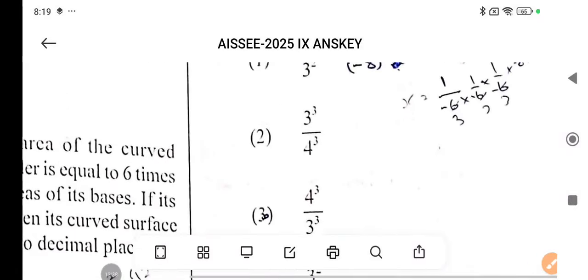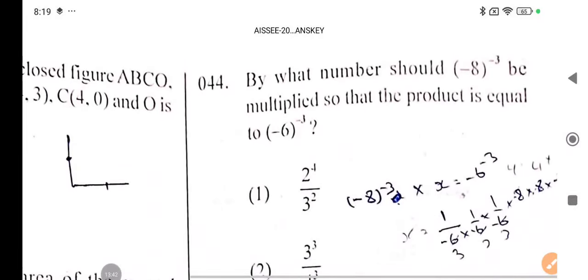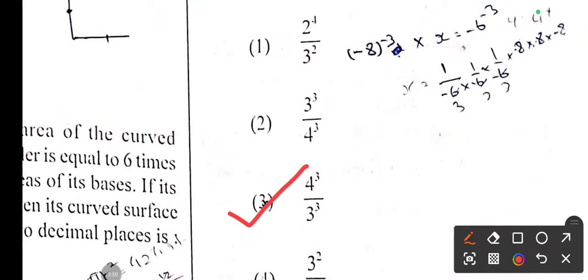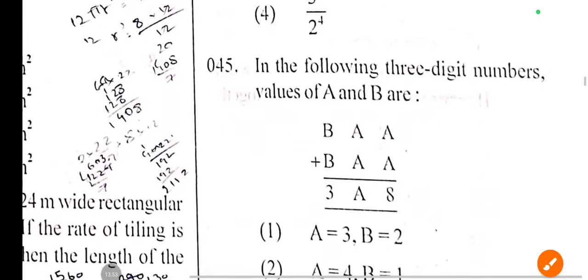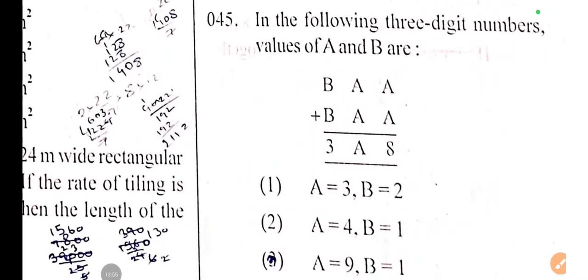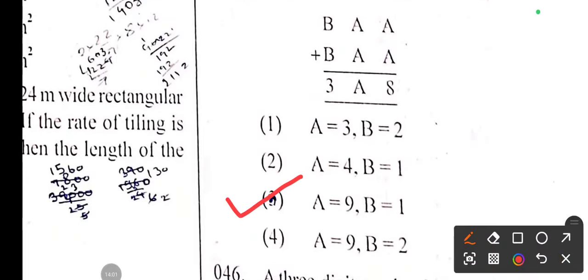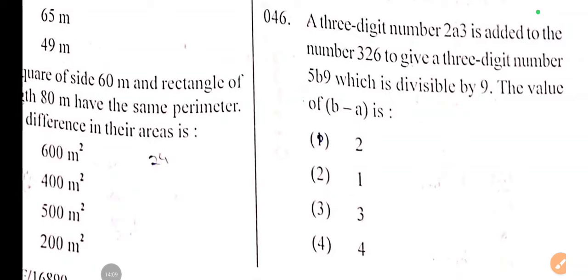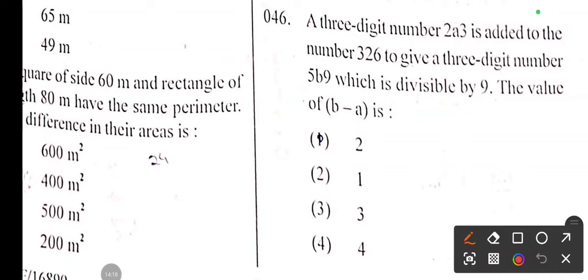Question number 44. By what number should minus 8 power minus 3 be multiplied so that the product is equal to minus 6 power minus 3? Option 3, 4 cube by 3 cube. Question number 45. In the following 3-digit numbers, the value of A and B are. So the correct value of A and B is option 3, A is equal to 9, B is equal to 1. 46. A 3-digit number 2A3 is added to the number 326 to give a 3-digit number 5B9 which is divisible by 9. The value of B minus A is option 1, 2.